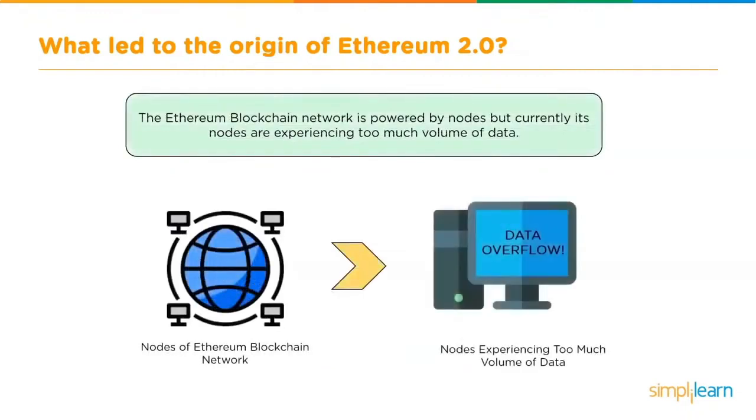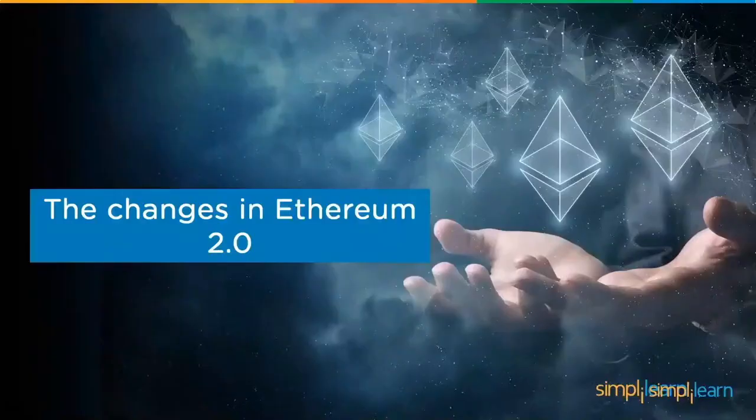Nodes power the Ethereum blockchain network, but currently its nodes are experiencing too much volume. Although the programmers working on the upgrade have claimed that making its nodes bigger wouldn't be practical. Ethereum 2.0 intends to make the network more scalable to handle all of the activities on the Ethereum network. That makes us wonder, what are the changes in Ethereum 2.0?